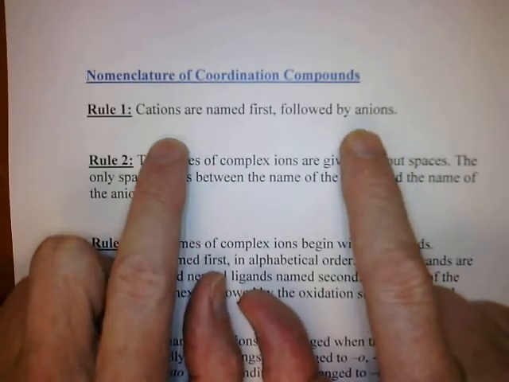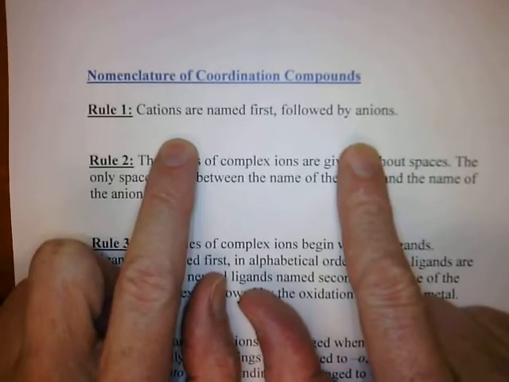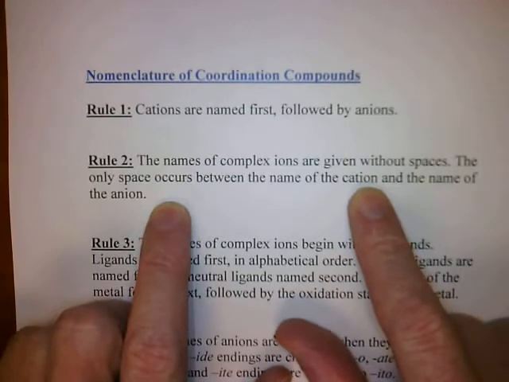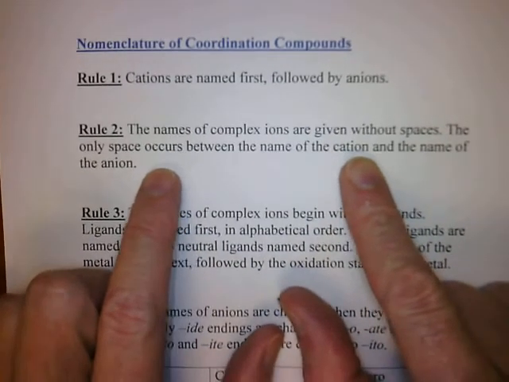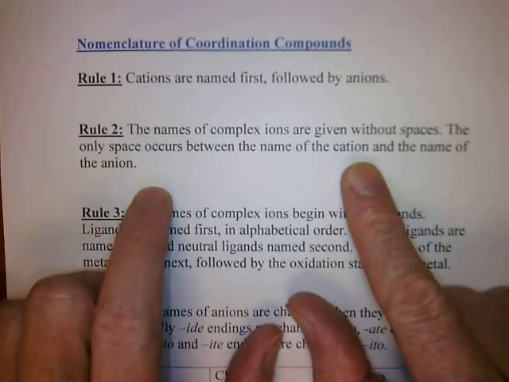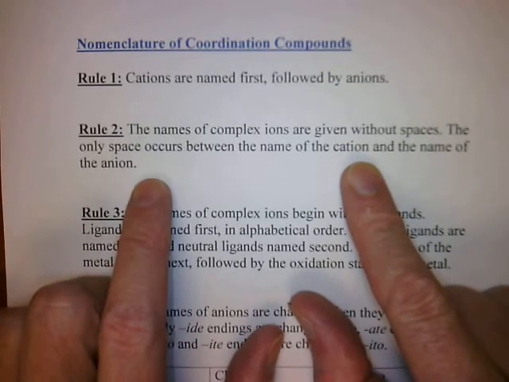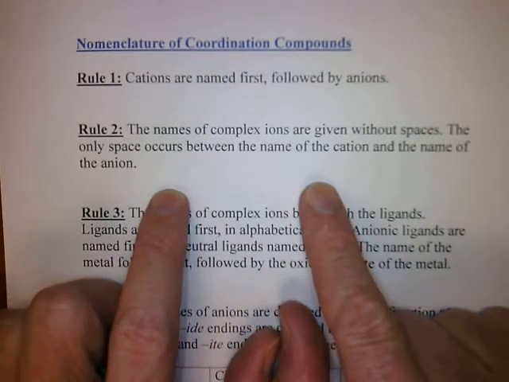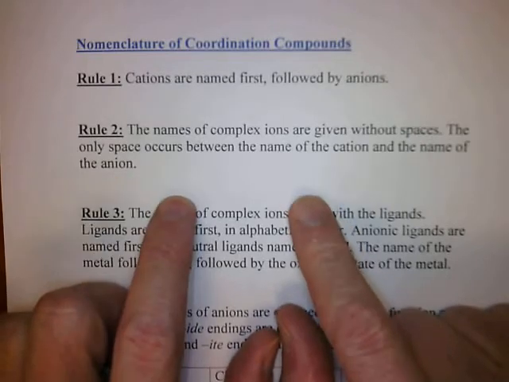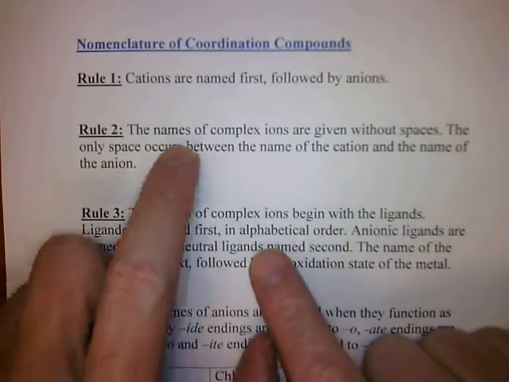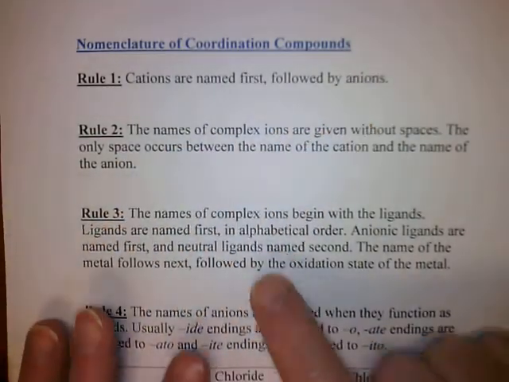Now remember, the complex ion might be the positive part of the molecule, or it might be the negative part of the molecule. So when we name complex ions, the names of the complex ions are given without spaces. The only space occurs between the name of the cation and the name of the anion. So the name of the complex ion itself can get pretty big, but however big it gets, that's all one word. The only space is between the name of the cation and the name of the anion.